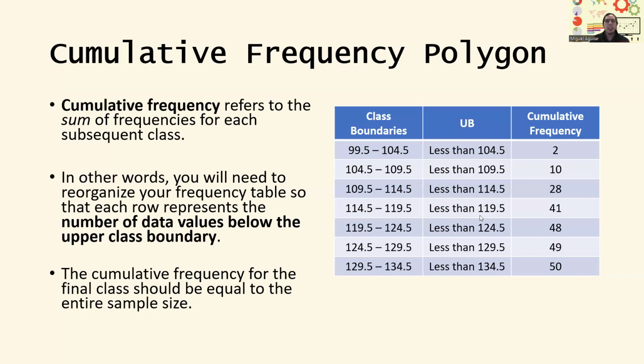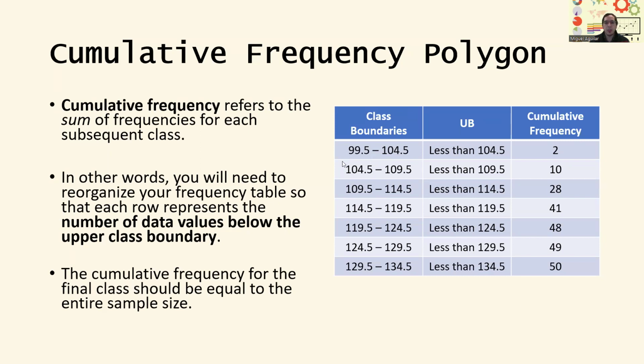Welcome back. In the last video, I said that we were going to next create a cumulative frequency polygon. So that's what we're going to go ahead and jump into right now. Remember, a cumulative frequency refers to the sum of frequencies for each of the subsequent classes that we see. Okay. So in that previous example, we were given a frequency distribution table that had some number of classes.